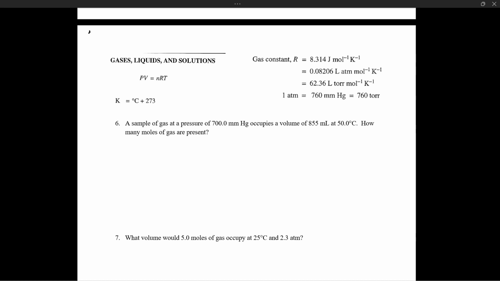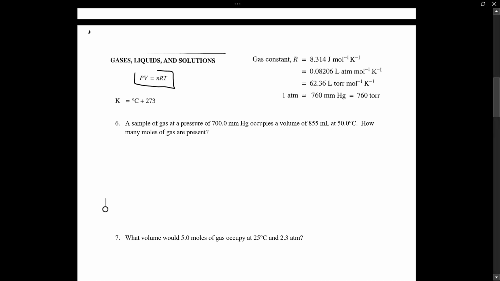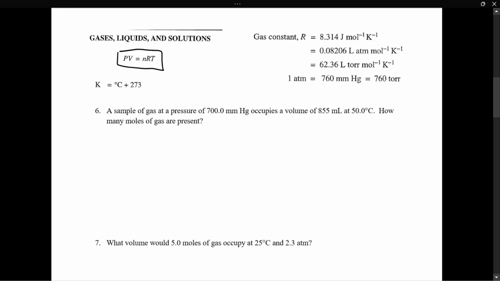Welcome. In this video, we are going to take a look at some problems involving the ideal gas law. This is what the ideal gas law looks like on your equation sheet, PV equals nRT. And I've also posted in here some other useful information that will help us as we're trying to apply this equation. So let's take a look at this problem right here.